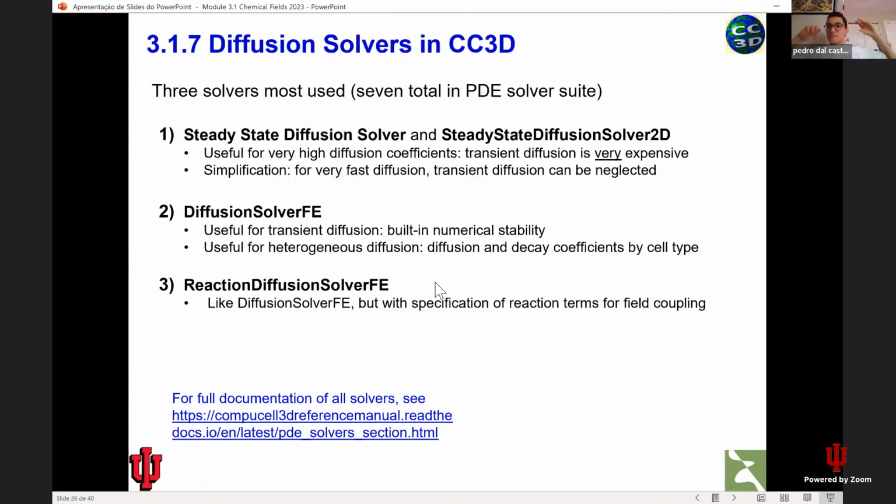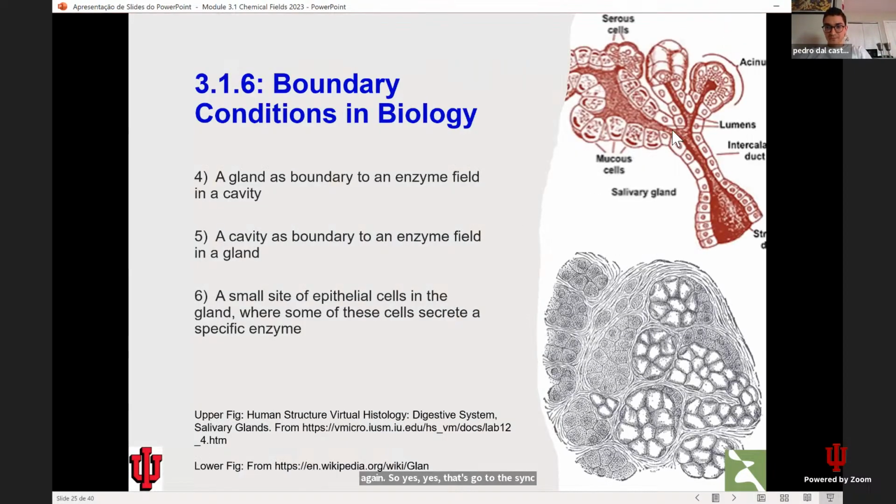Continuous is a mathematical property. Periodic is a different concept, and it is related to the boundaries. So the sink cavity problem again. Yes, let's go to the sink problem again.